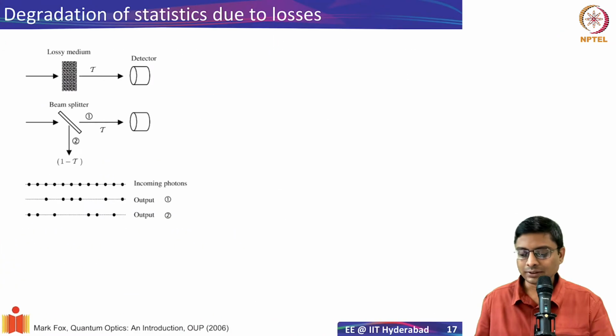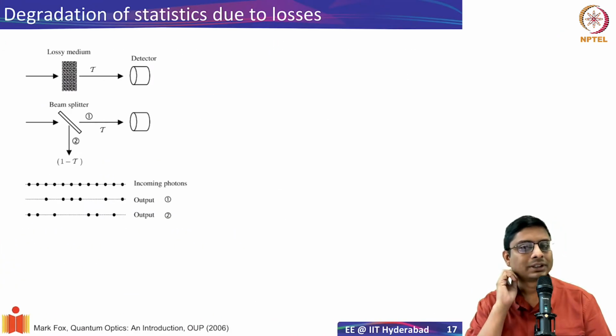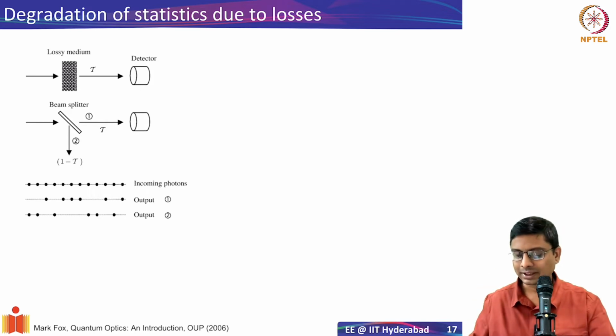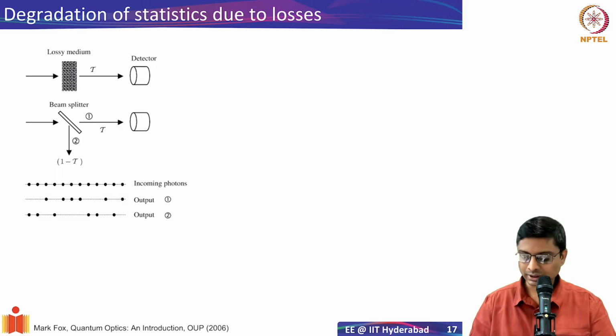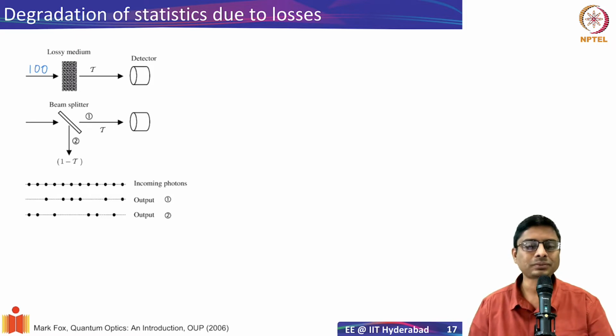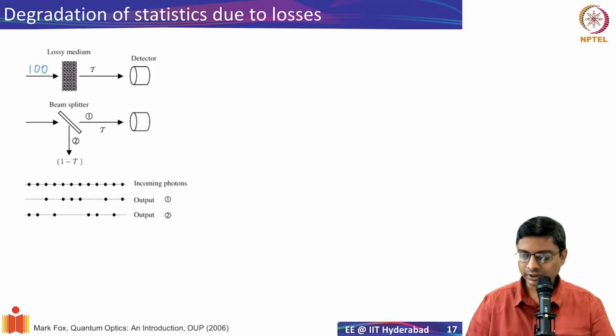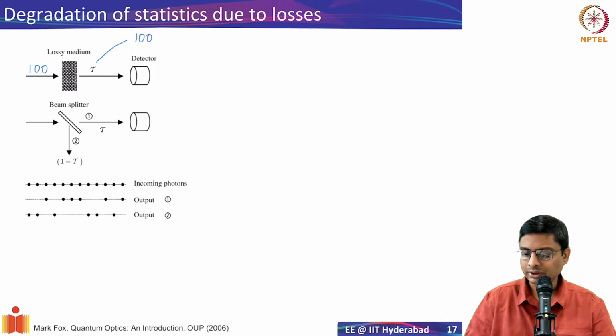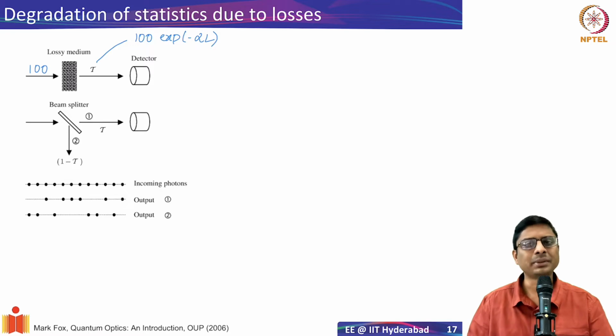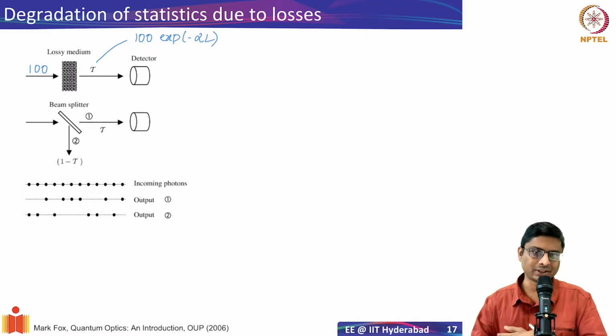The first issue I want to talk about is what happens when you have losses. For example, let's say I have a light beam which is incident on a lossy medium. Let's say there are 100 photons incident on this medium. How many photons will get transmitted? We have studied this in the beginning. The transmission is going to be 100 photons times exponential minus alpha L, where L is the length of the medium and alpha is the absorption coefficient.